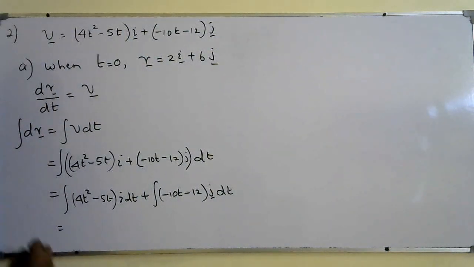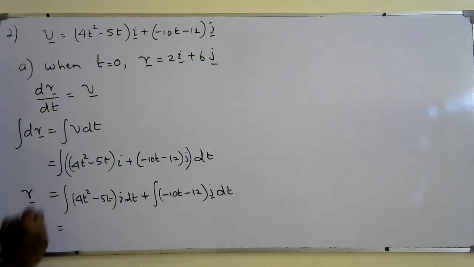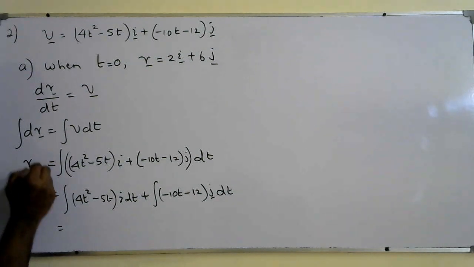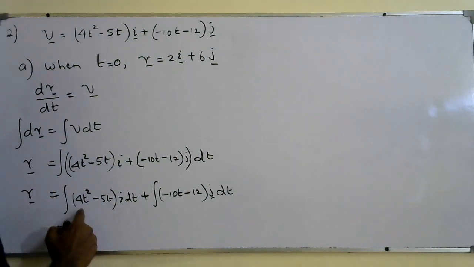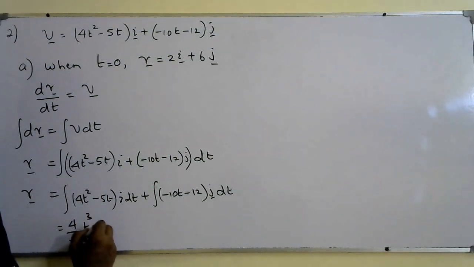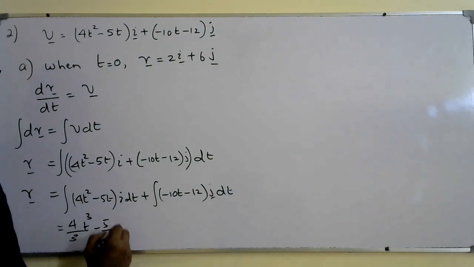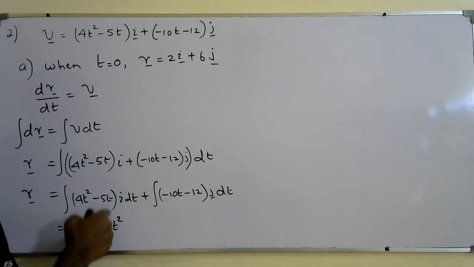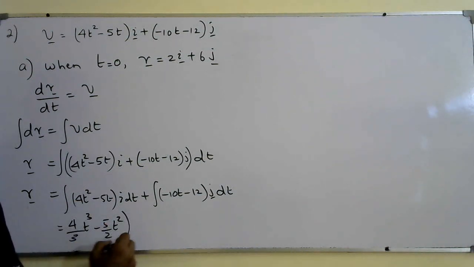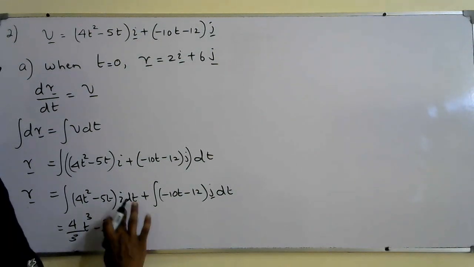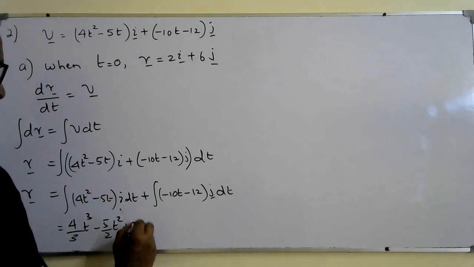So we have to put the constants for vector i and vector j separately. Okay, we'll integrate it. So that's going to be the vector r on the left side. So that is going to be 4t cubed over 3, so 4 by 3 t cubed, minus 5t squared by 2, so minus 5 by 2 t squared, plus c1 i.